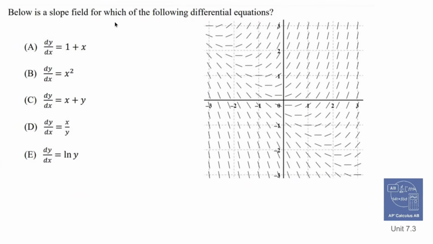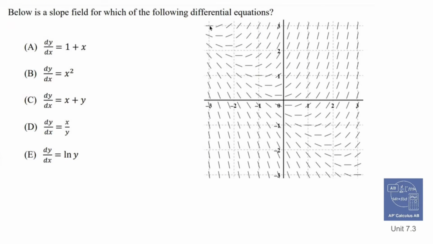Below is a slope field for which of the following differential equations. So we have this slope field going on right here. And whenever you're trying to match up a slope field with its differential equation, you want to look for zeros first. That's probably the best thing to do. Let's look for zeros first.